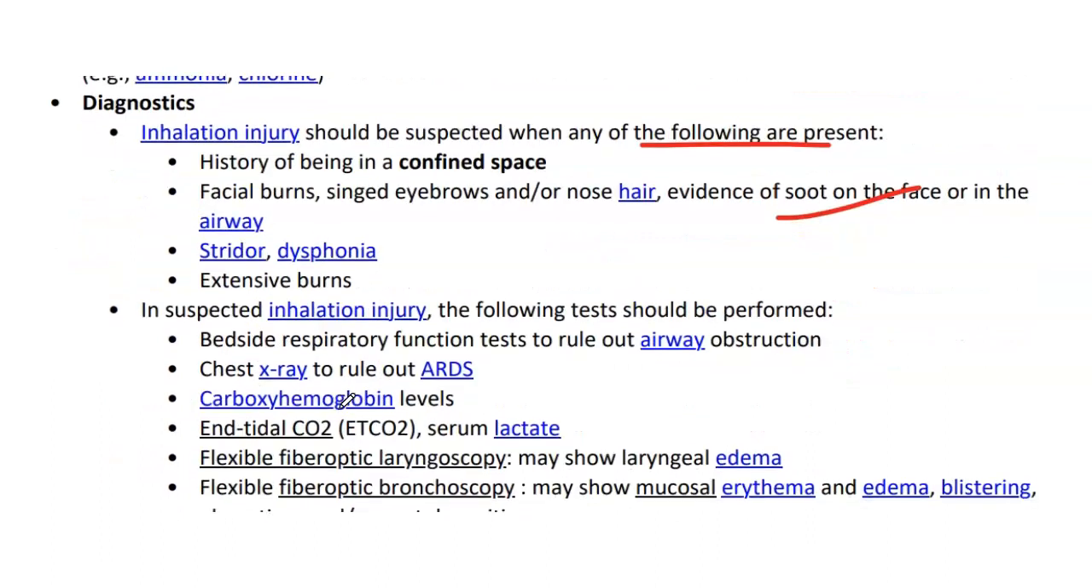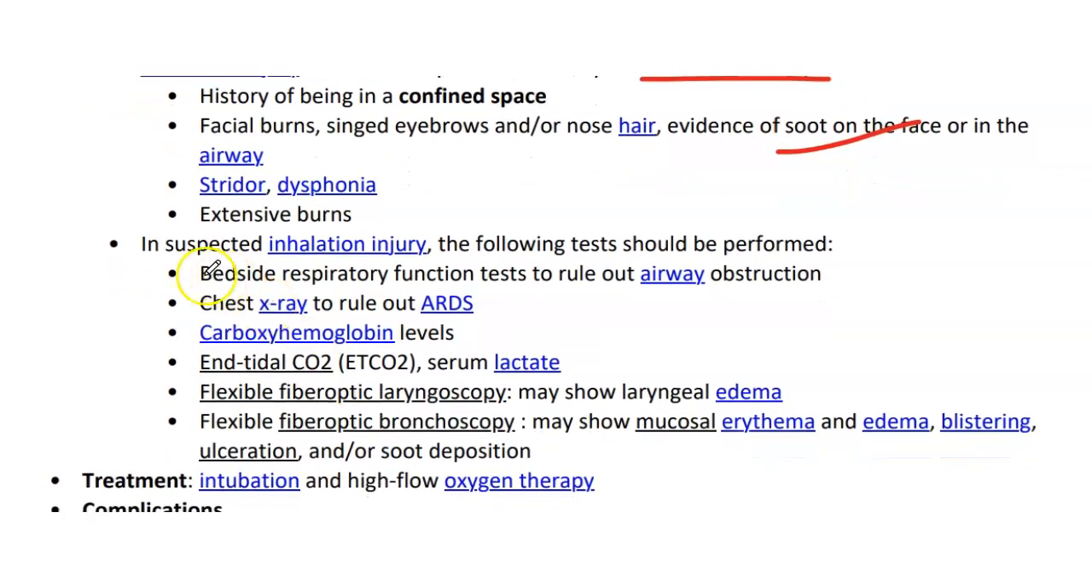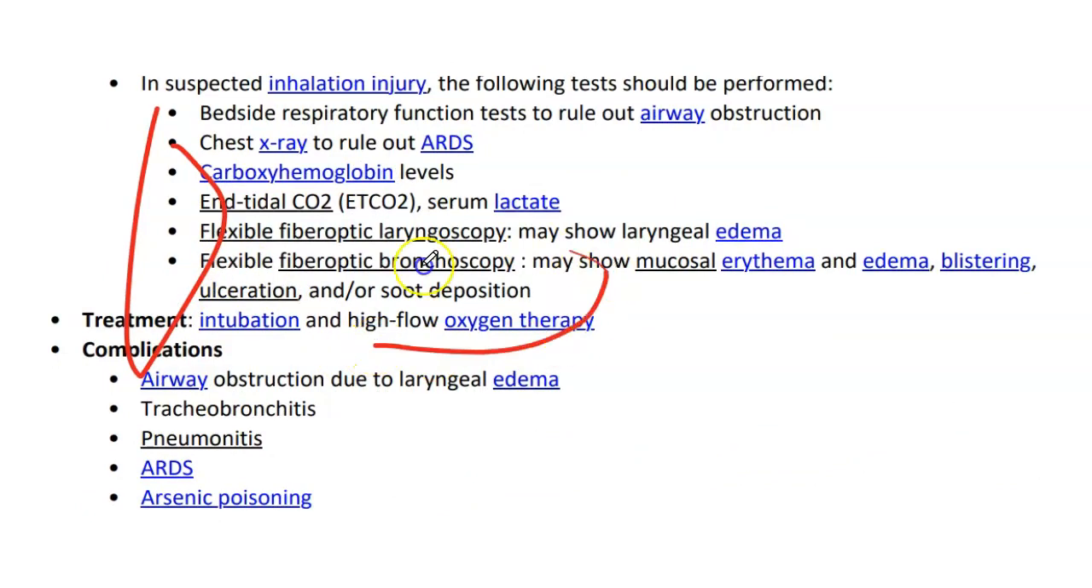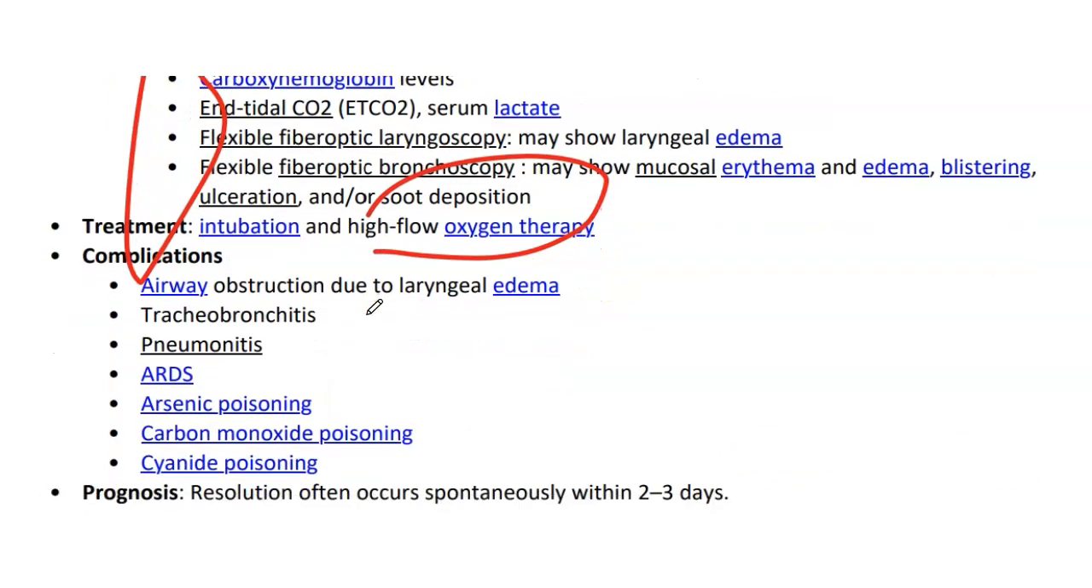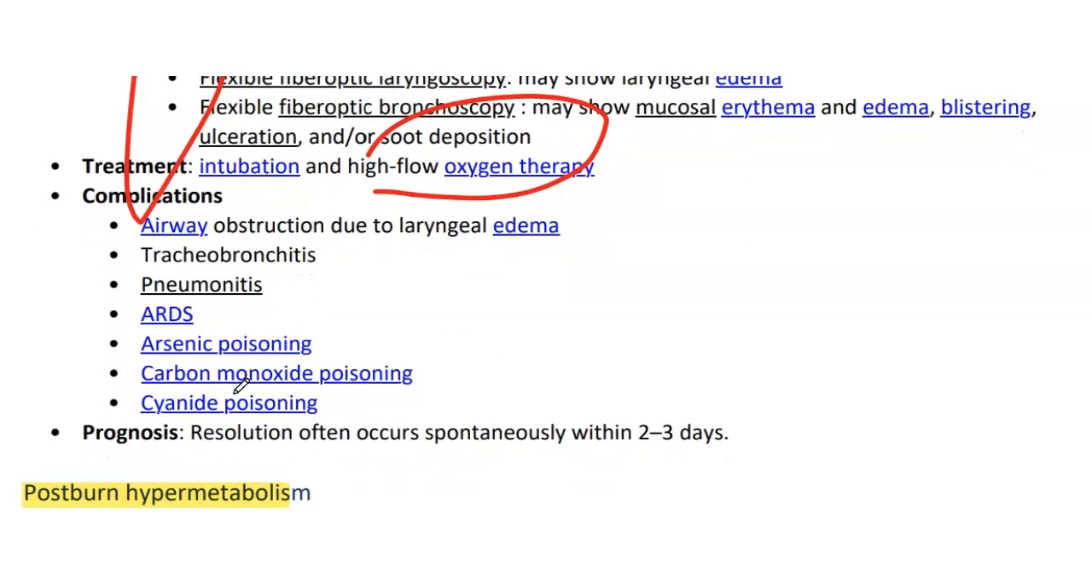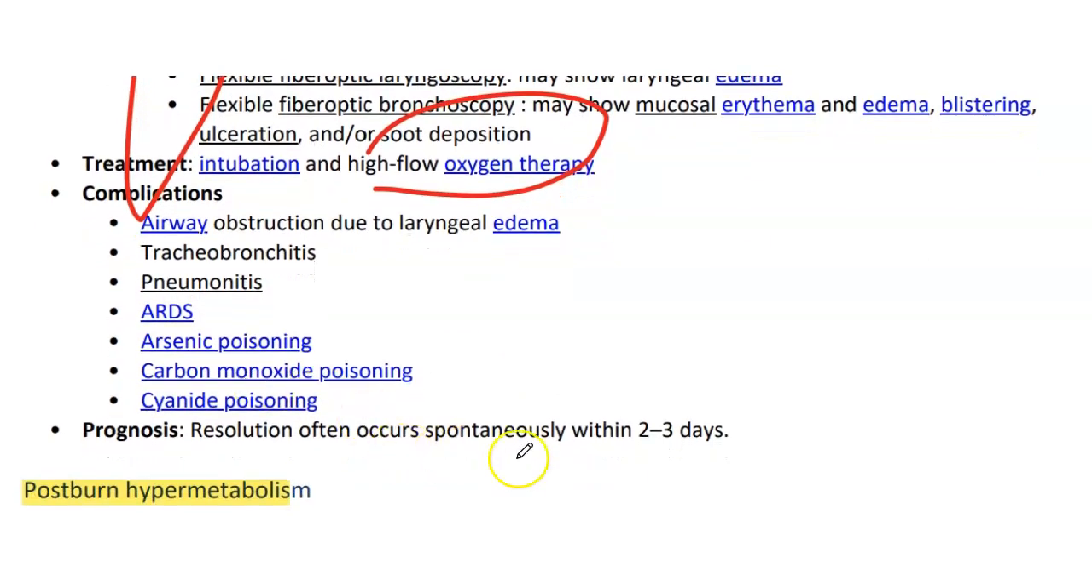In suspected inhalational injury, these are the following investigations to be done. Treatment is intubation and high flow oxygen therapy. These are the different complications: pneumonia, ARDS, arsenic poisoning, carbon monoxide and cyanide poisoning. Prognosis: resolution often occurs spontaneously within 2 to 3 days.